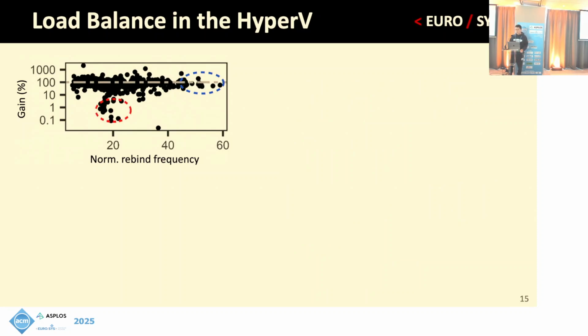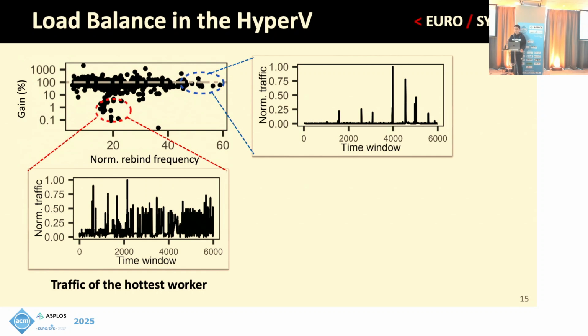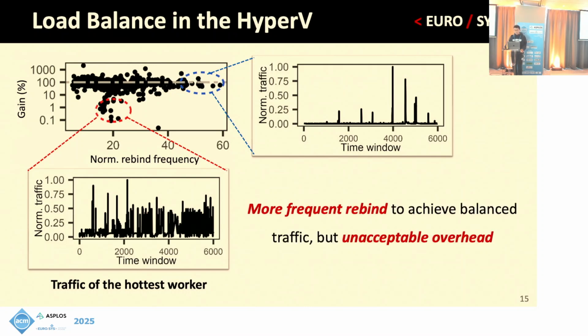So we further examine the traffic patterns of the hottest worker in both types of nodes. We find that the nodes in the right circle can benefit more from the rebind because their traffic is relatively stable. In contrast, the nodes in the blue circle experience highly bursty traffic, which makes the rebind less effective. In other words, for the blue nodes, we have to increase the rebind frequency even further to make the traffic balanced. But doing so would introduce an unacceptable overhead, since the I/O has to be stopped during the rebinding.